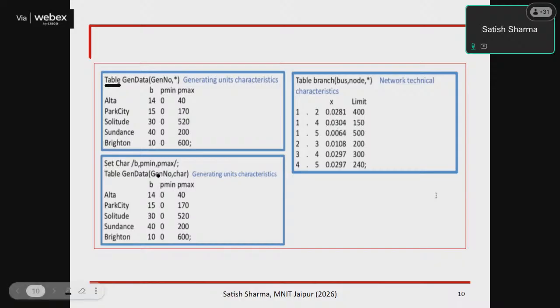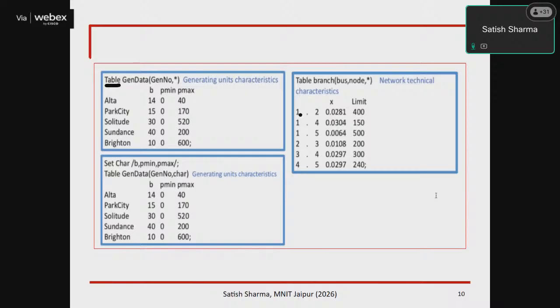So these are the two sets, generator number and characters, and these are the members in the set generator number, and B, P min and P max are the members in the character characteristic set basically, and these are the values again we are placing. Okay, and then there are different ways; this is a three-dimensional matrix like the table.